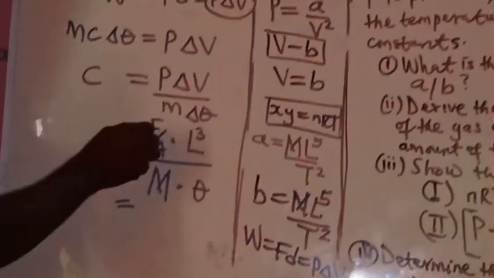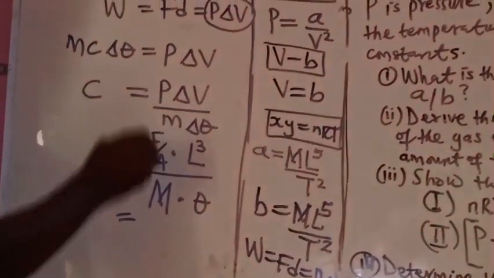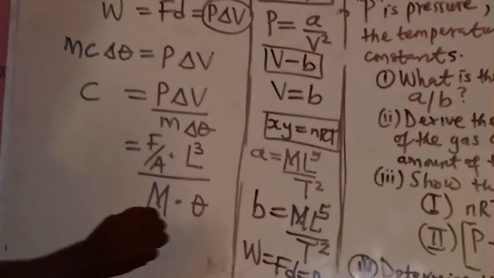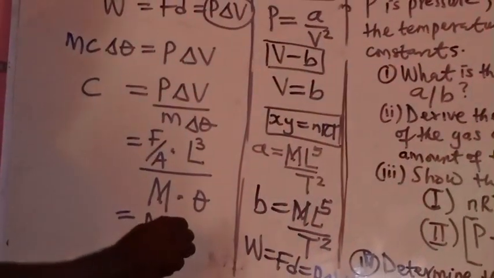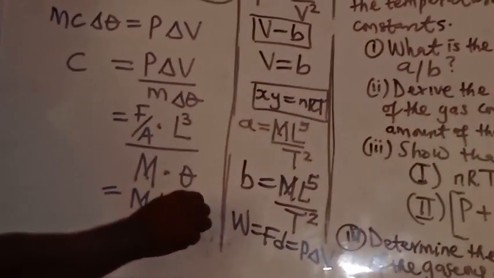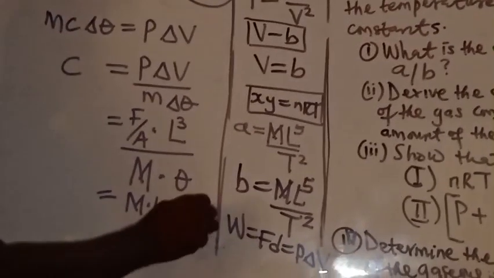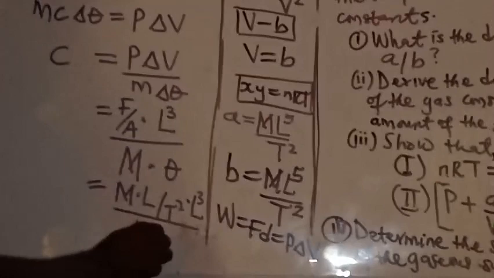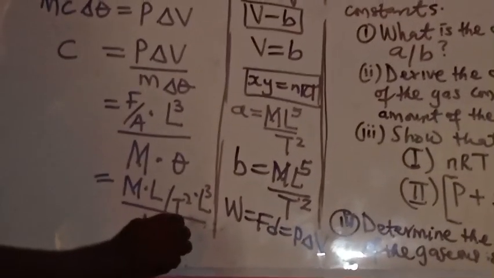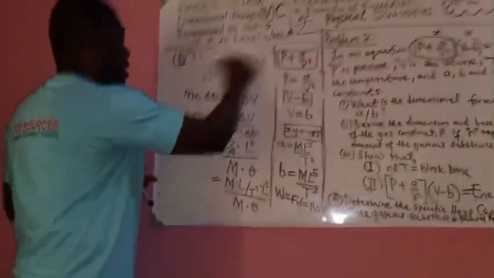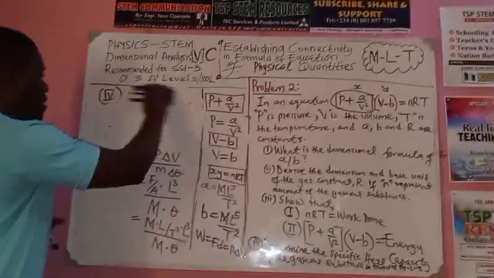Now, this one is mass times acceleration, force. So we have mass as capital letter M. Acceleration is L over T squared. Okay, then this is volume, L cubed. We have mass here. You see that? M. Then the symbol for temperature is theta. Now, what do we do now? Let me clean this so that I can have space to find my C.